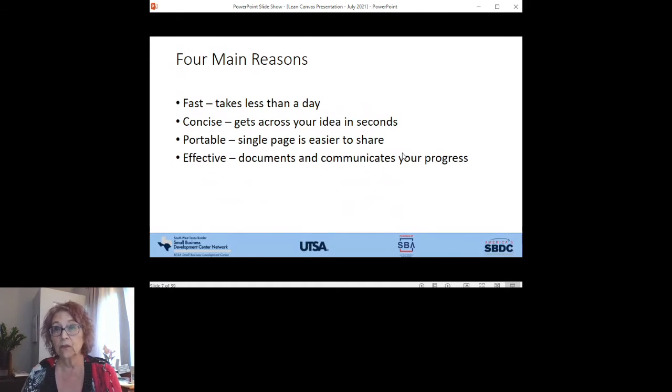And then four main reasons for the lean canvas as opposed to a traditional business plan. It takes you less than a day, or it should. You can get your idea across really quickly. And it's a very concise way to see all aspects of the business. This is true for the business model canvas as well. It's portable. It's a single page.